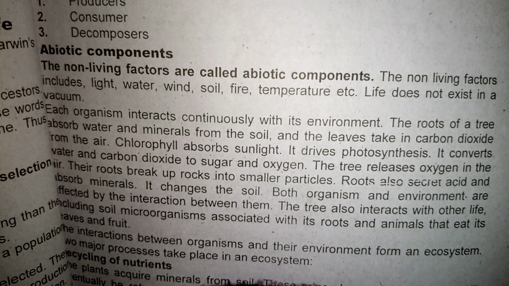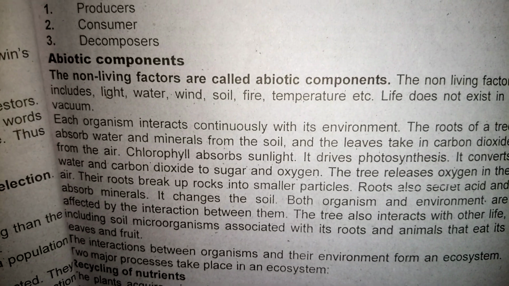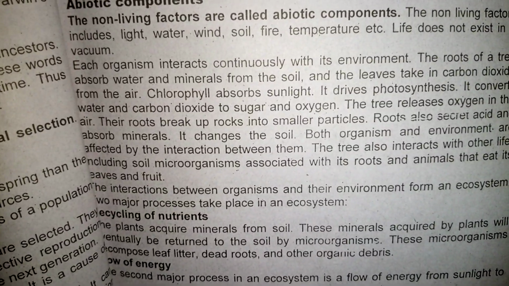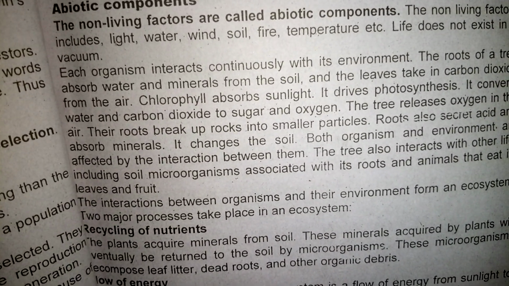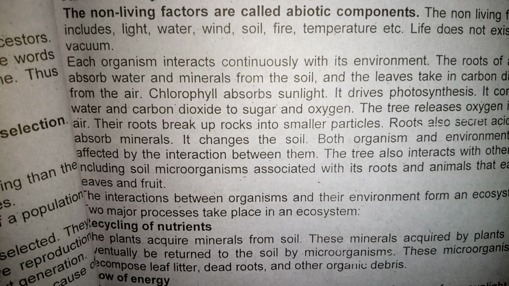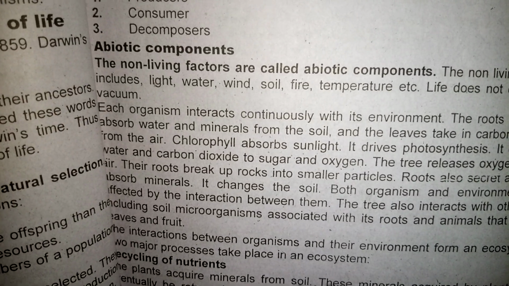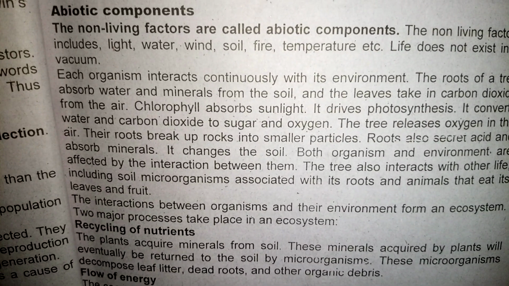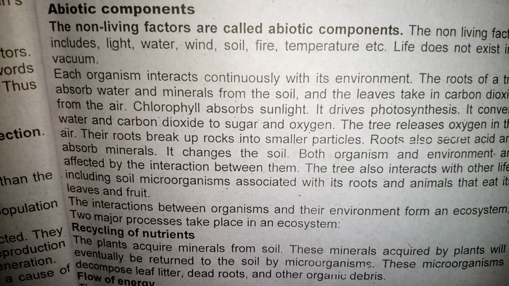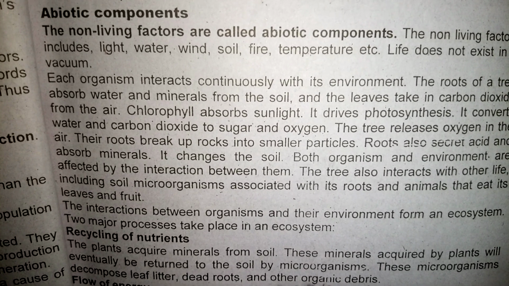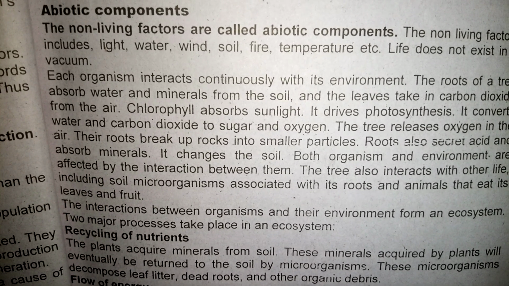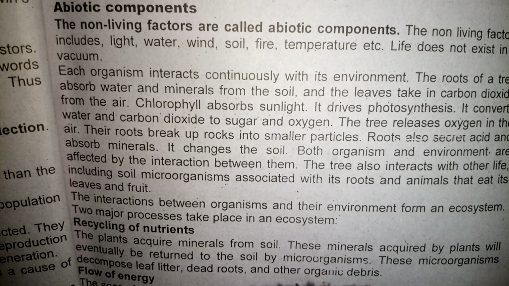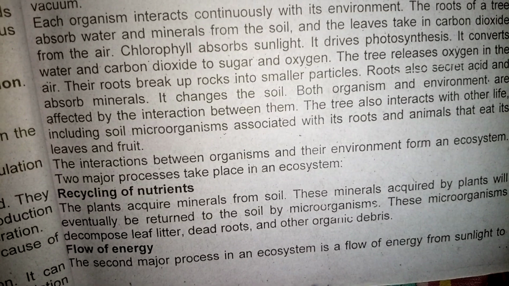Two major processes take place in an ecosystem. First is recycling of nutrients. The plants require minerals from the soil. These minerals acquired by plants will eventually be returned to the soil by microorganisms. These microorganisms decompose leaf litter, dead roots, and other organic debris.